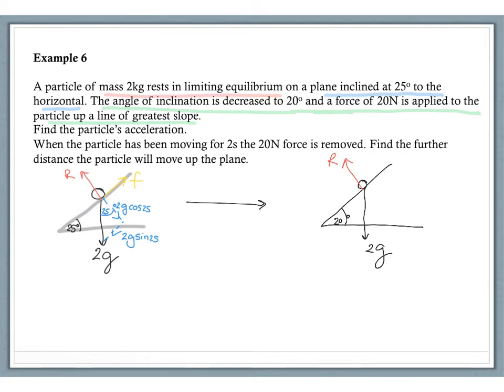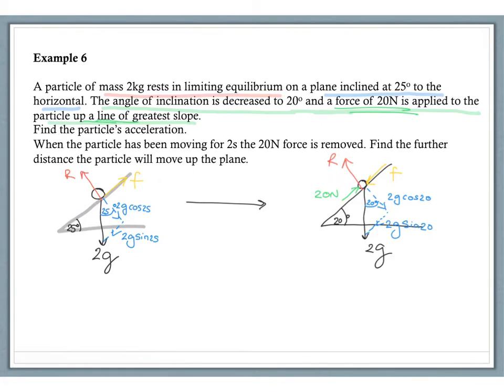Now, a force of 20 newtons is applied to the particle up the line of greatest slope. That means the 20 newtons is applied like that, and that is going to try and push the particle up the slope, which means the friction will now oppose that and be in this direction, down the slope. We'll put in the components of the weight again. This angle is the same as the angle of the slope, 20 degrees: 2g sine 20 down the slope, and 2g cos 20 perpendicular to the slope.